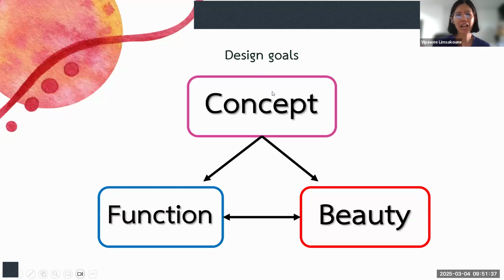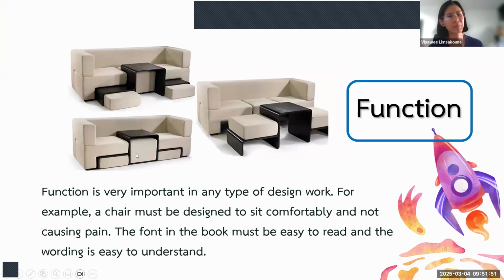Design goal: your concept includes the function of the product and also the beauty part of the product. For example, this chair. If you want to use the space for something else, this chair can fold, not really fold, but keep it together. But if you want to use the table, you can move it out, and you can even put your leg here when you sit and maybe watch a cinema movie. So this is the function of this furniture.